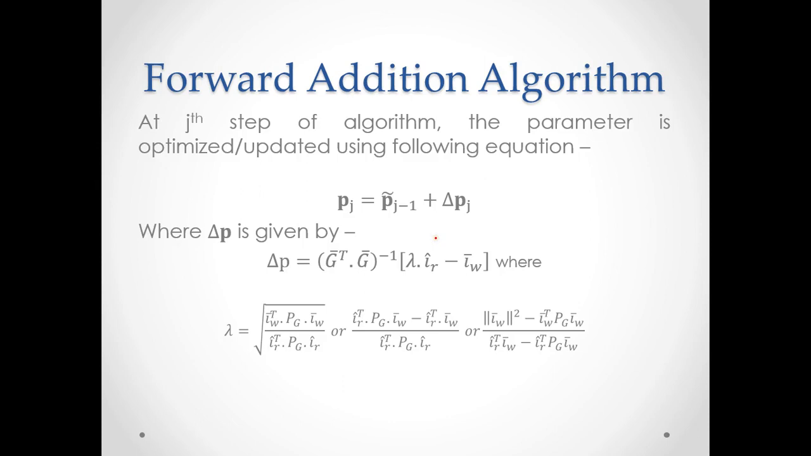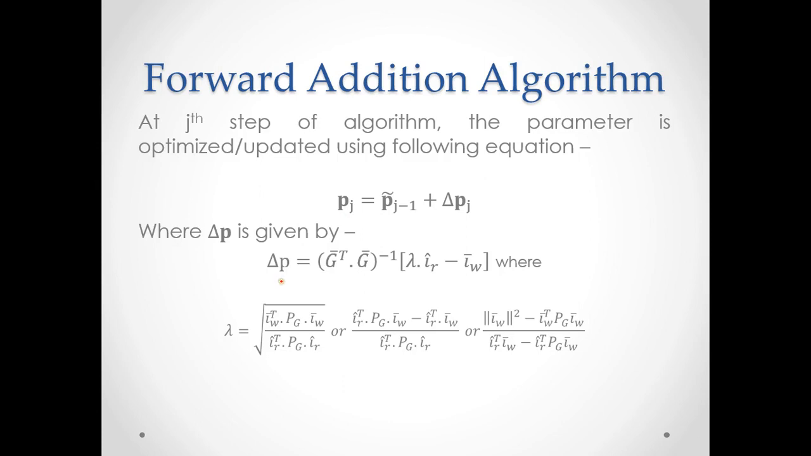Now the iteration is fairly simple. Suppose you have arrived at step j minus 1, which is pretty close to the jth step, which is supposed to be the optimum. So we have a set of pre-calculated parameters, and if it is added with a small amount delta p_j, it arrives at the optimal value. So this is forward addition. You forward add the small delta p_j to the previously optimized p to get the new p.